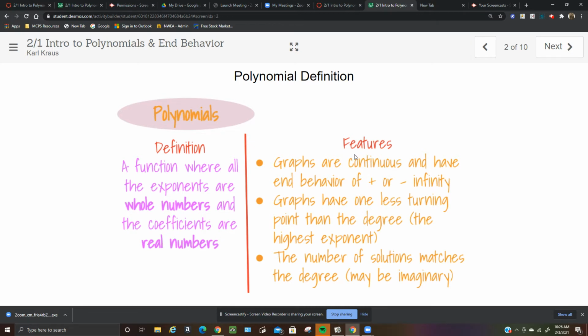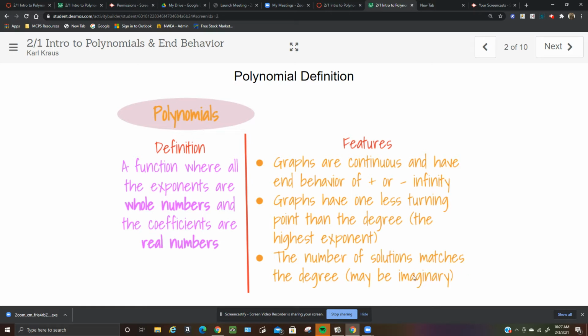The graph of a polynomial is continuous. They have end behaviors that either go to positive or negative infinity. So both ends could go to positive infinity and both ends could go to negative infinity, or they could go in opposite directions. Graphs have one less turning point than the degree. So at most, they have one less turning point. Could have less than that. And the number of solutions matches the degree.